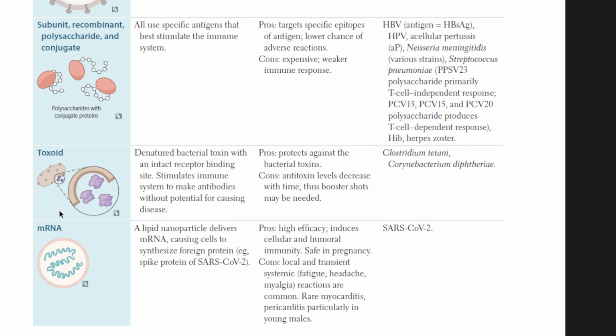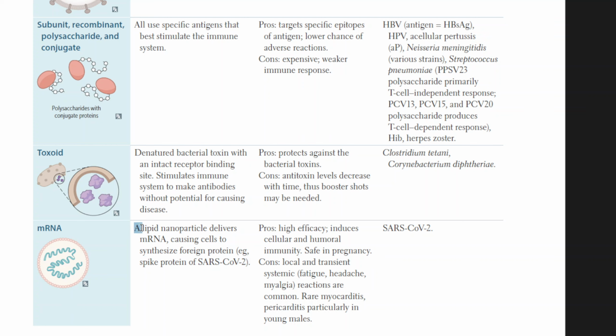The last group that we have is messenger RNA. A lipid nanoparticle delivers the messenger RNA, causing cells to synthesize a foreign protein, for example, the spike protein in the SARS virus.